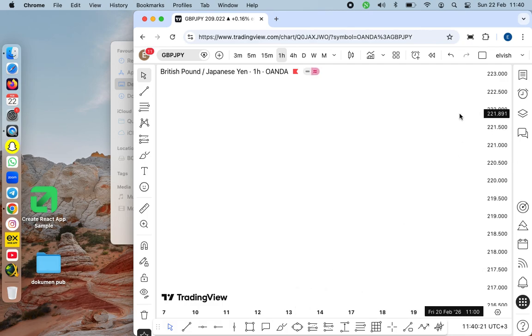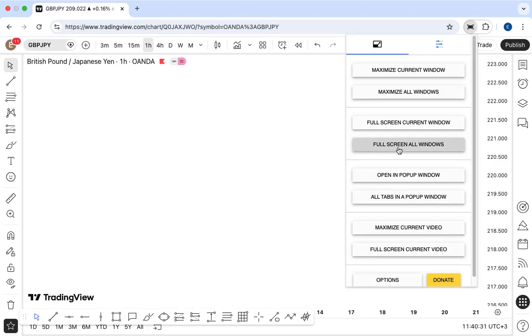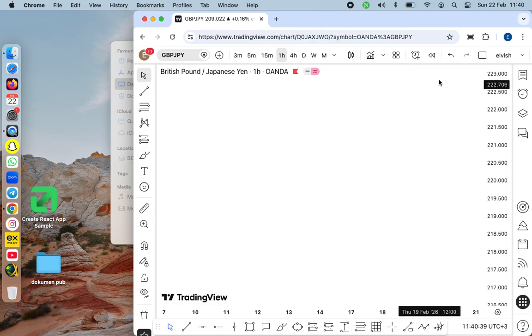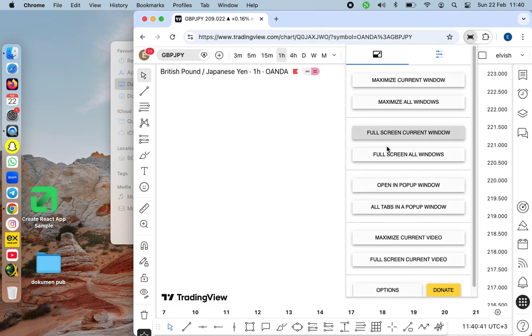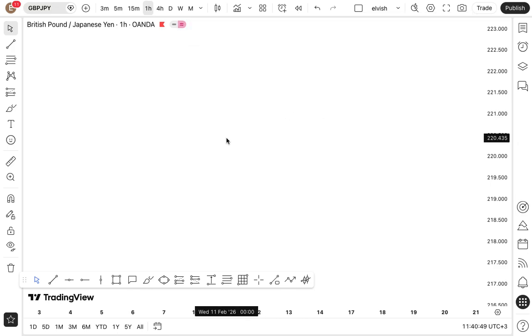So in today's video, let me first make this a bit bigger, then make my screen look bigger. Okay, full screen. Hold on, let me first fix something. Full screen, current window.